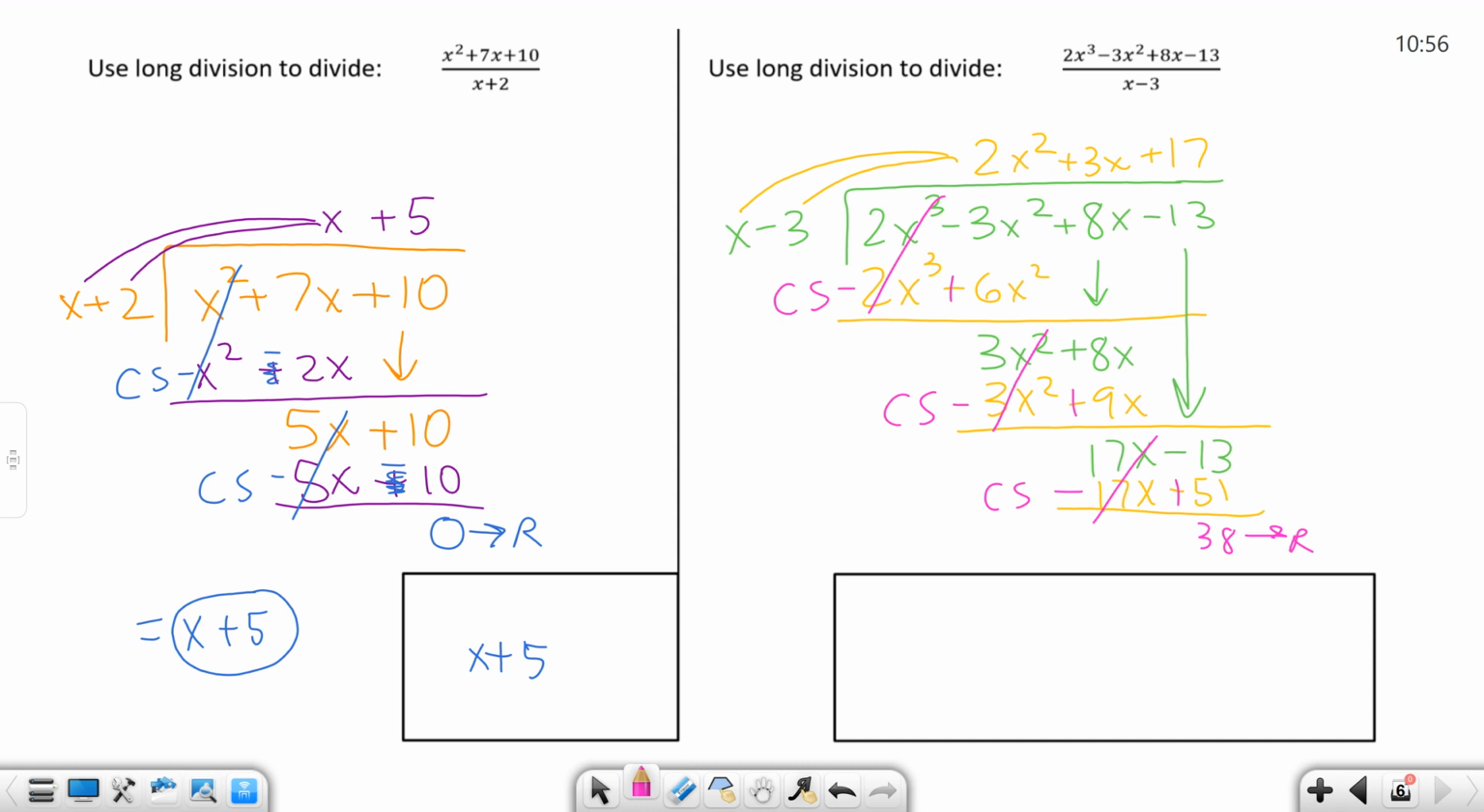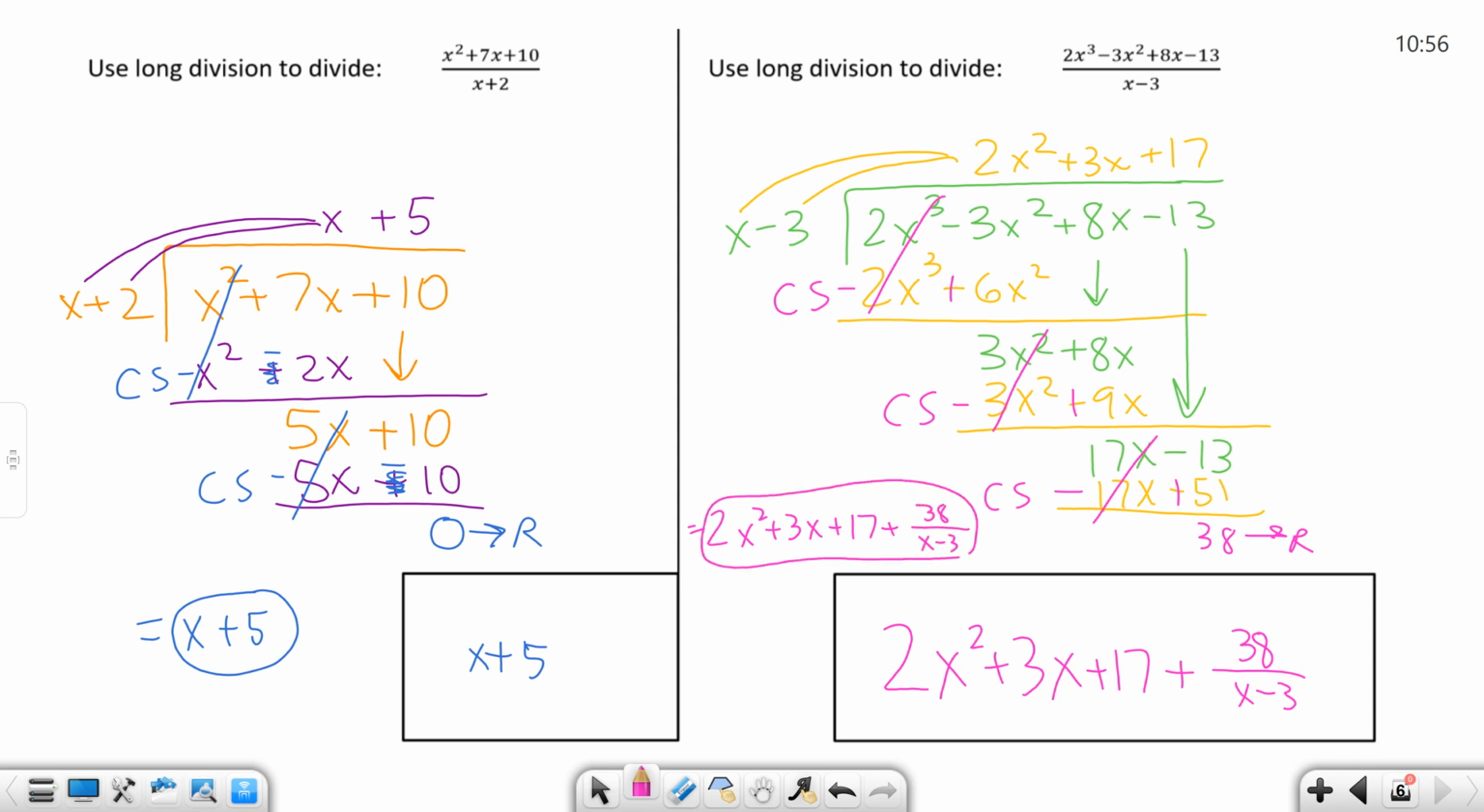So how do I write that answer? I don't have a lot of room here, so I'm just going to write it in here: 2x squared plus 3x plus 17. And then my remainder is 38. And what kind of 38 was it? It was positive, so I'm going to put a plus. Plus 38 over, what did I divide by to begin with? x minus 3. So I've been writing this out here. So 2x squared plus 3x plus 17 plus 38 over x minus 3. I mean, I have that in my answer box.